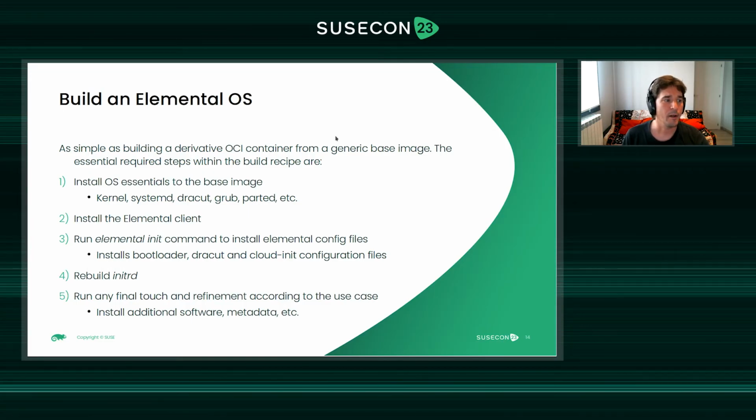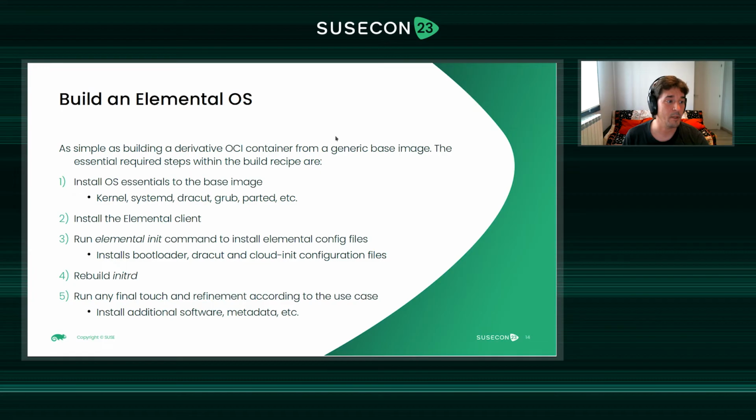So, in this case, this is the recipe that is needed to create an Elemental OS. It's divided in 5 steps, and it starts by installing the OS essentials to the base image. So if we are pulling a base container image and we want to build an Elemental OS, we should make a Dockerfile that starts by installing the OS essentials, which are the kernel, systemd, dracut, grub, parted, etc. All the tools that we need in an OS that are usually not part of a container.